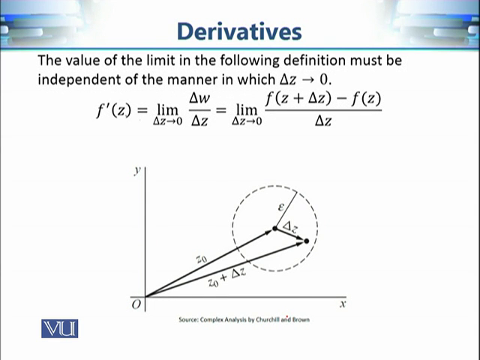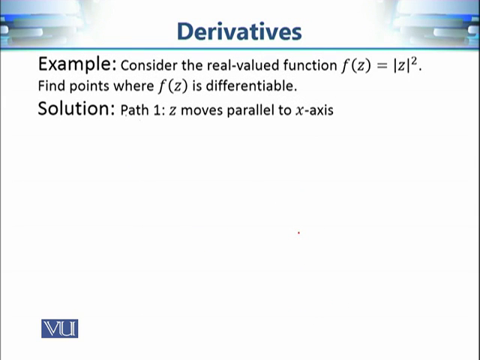So if we want to prove that a limit does not exist, then we take two different paths. If z approaches z0 along two different paths and the value of the limit is different along the two paths, then the limit does not exist. So here, in the first step, we choose the path in which z moves parallel to the x-axis.